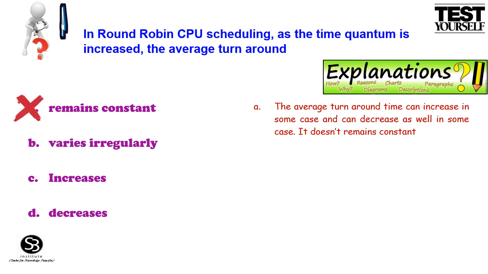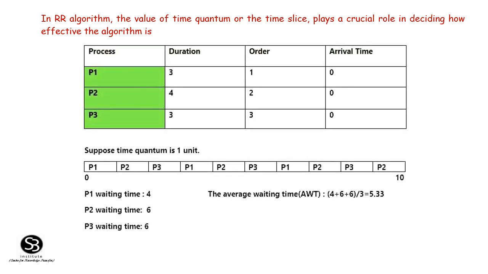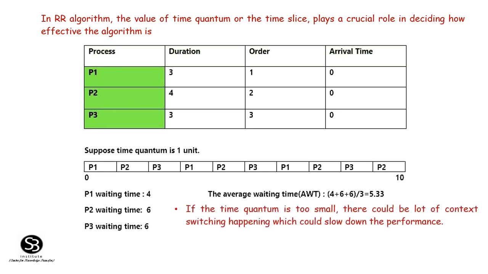Option B, varies irregularly. In the round robin algorithm, the value of time quantum or the time slice plays a crucial role in deciding how effective the algorithm is. If the time quantum is too small, there could be a lot of context switching happening, which could slow down the performance. If the time quantum is too high, then round robin behaves like first come first serve.